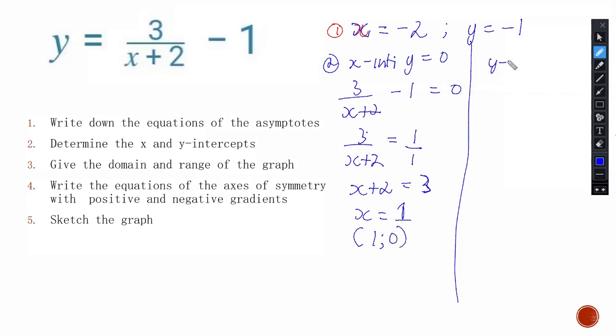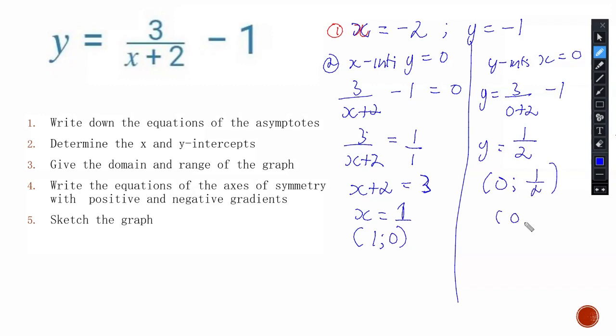Now, y-intercept, you make x 0. So you're just going to say y is equals to 3 over 0 plus 2, and then minus 1. Then at this point, you need a calculator. So 3 over 0 plus 2, and then minus 1. So it's going to give us 1 over 2. 1 over 2 is half, 0.5. So you have 0, 1 over 2, or simply 0, 0.5, right? So that you'll be able to sketch that.